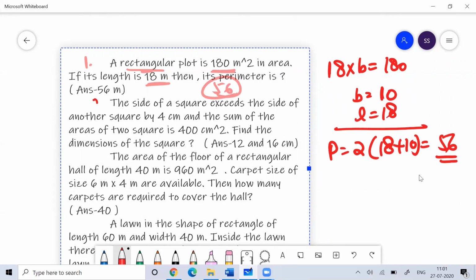Fine. Question number 2. Simple question. Everyone knows, no? So there's no point of me dragging it. You know that the area of rectangle is length into breadth, and the perimeter of rectangle is 2 into L plus B. Fine.